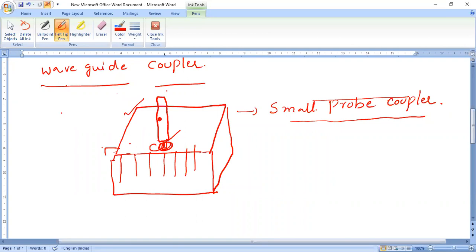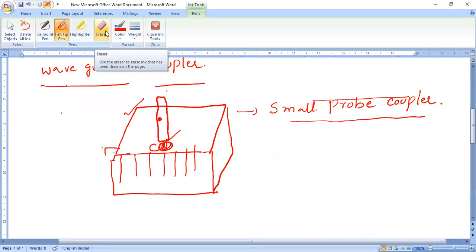What is the coupling technique we are using here? The small probe coupler is placed parallel to the electric field at a position where the field is maximum. Generally, that is the position you have to keep. So this is called a small probe waveguide coupler. Is it clear? Shall I move to the next one?